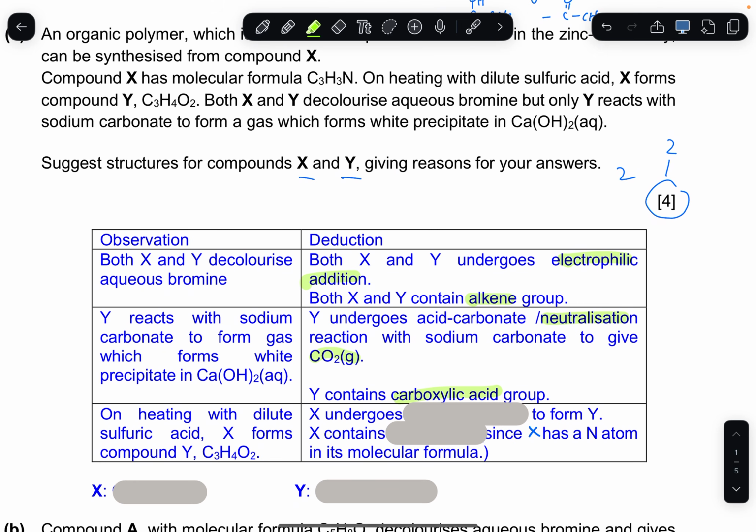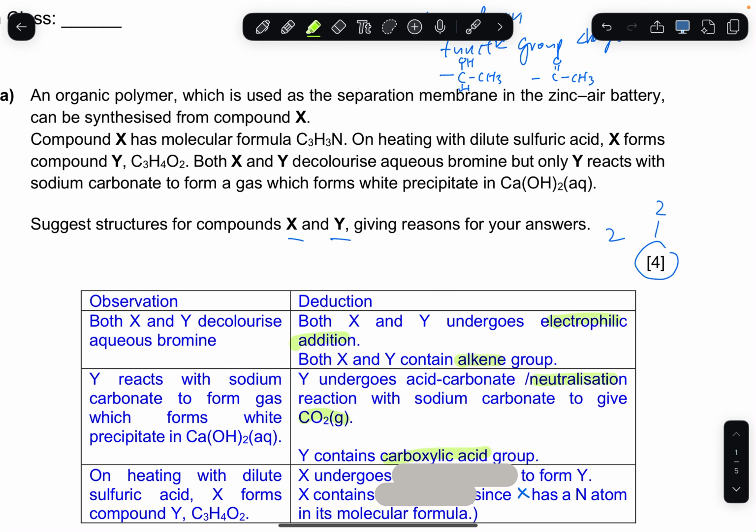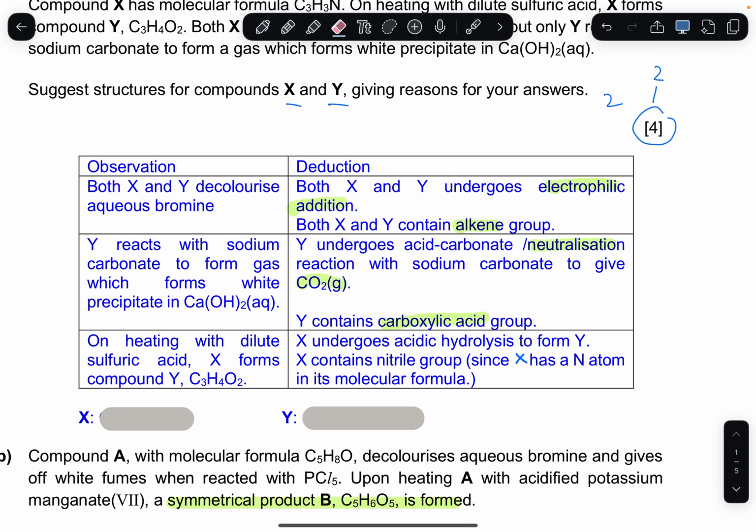Okay, next. If it decolorizes bromine, so this will be electrophilic addition again. Alkenes present. And then there's this part. It says give off white fumes when reacted with PCl5. What does this mean? It means it has an OH group, not necessarily alcohol, because carboxylic acid also can react with PCl5. So how do we know it's alcohol, not carboxylic acid? Because you only start with 1 oxygen. So it's nucleophilic substitution, alcohol present.